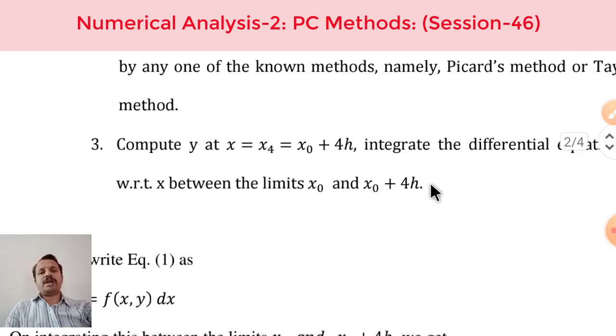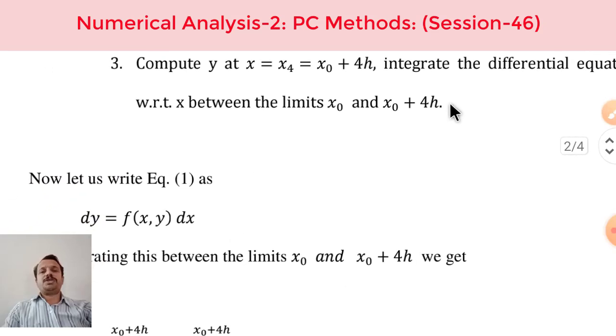Now with these starting values, we can proceed to the formula of the predictor by Milne's method. So what actually is the predictor formula of Milne's method? Let us derive it. In this session I am going to derive only one formula, that is the predictor formula. For the corrector formula you have to view my next video. So let us move on to derive the predictor formula at this time.